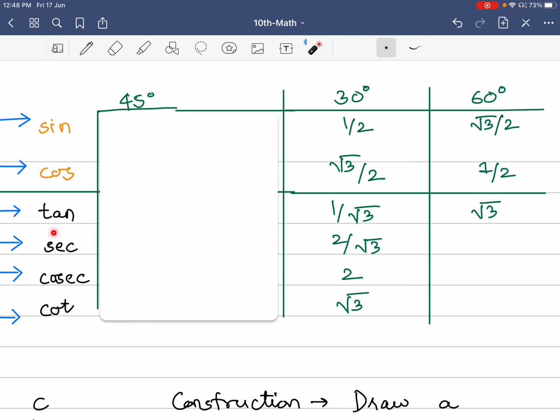And then we have sec 30, sorry, sec 60. Sec 60 is the reciprocal of cos, so the reciprocal of half is going to be 2. Then cosec is the reciprocal of sine, so that's going to be 2 by root 3. And cot is the reciprocal of tan, that is going to be 1 by root 3. So thus we have found all the values of the 6 trigonometric ratios for the specific angle 60 degree as well as the specific angle 30 degree.